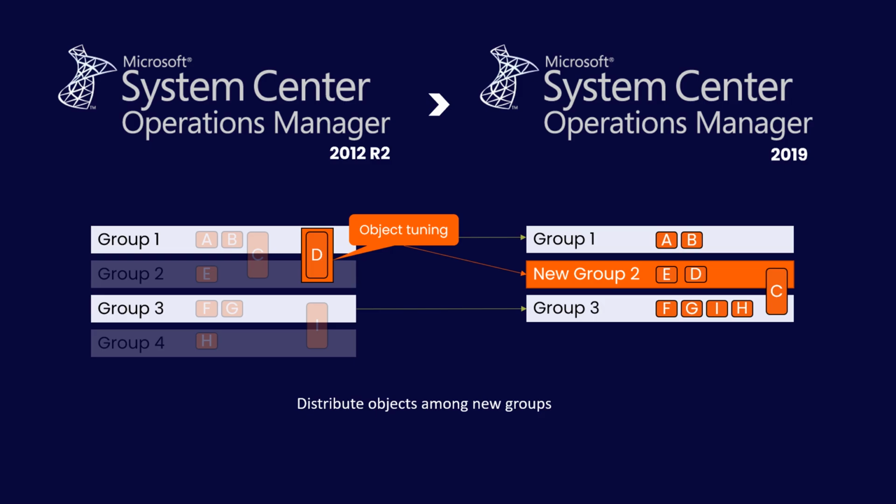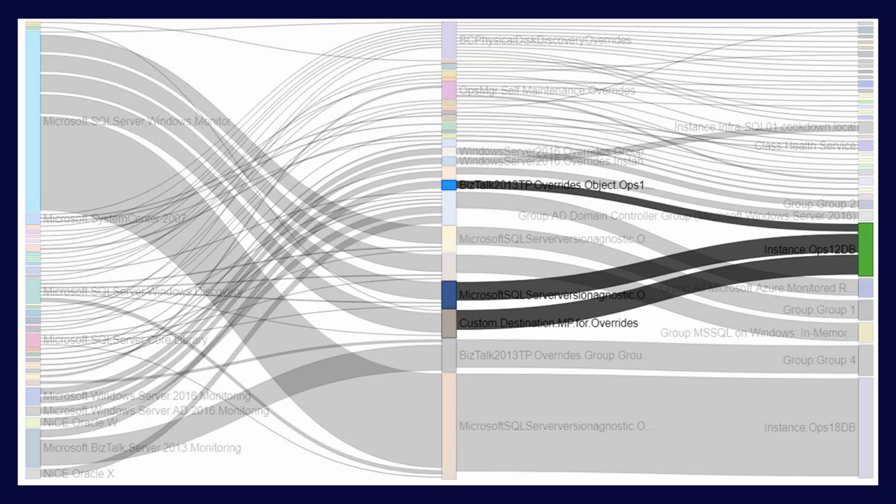And the first thing we're going to focus on here is that Object D. In this instance, Object D in my lab is this instance called ops12db. It's a database basically. This picture is a Sankey diagram from our Power BI Sankey diagrams that you can download from our website. Not going to spend too much on it, just use it to illustrate this point here.